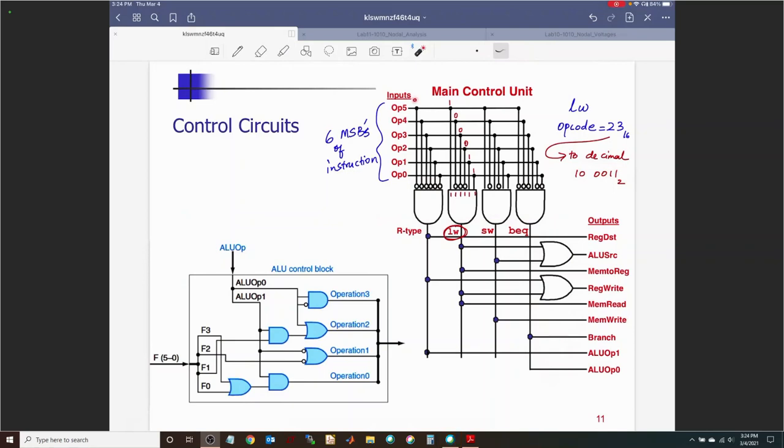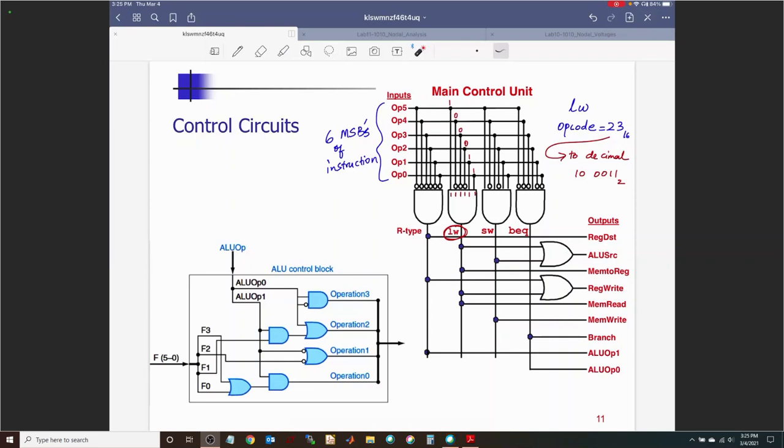An R-type instruction is pretty straightforward, right? All of them have to be a 0 for R-type. So all these inputs are inverted, goes through an AND gate, and that computes your single output, which is used for register destination, has to be active for R-type. Register write has to be active for R-type, and ALU Op 1 has to be active for R-type. So that's your main control unit.